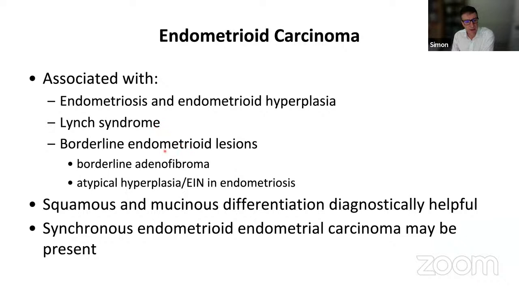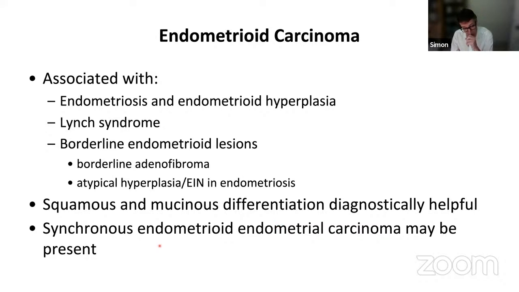Sometimes you see borderline endometrioid lesions such as adenofibromas or atypical hyperplasia, EIN, in endometriosis, but in my experience that's quite unusual. Benign adenofibromas and benign endometriosis are quite frequent, but their atypical counterparts are not. Squamous and mucinous differentiation can be diagnostically helpful, particularly in high-grade tumors, because they help to push you in an endometrioid direction and away from a serous direction. And of course, synchronous endometrial carcinoma may be present.